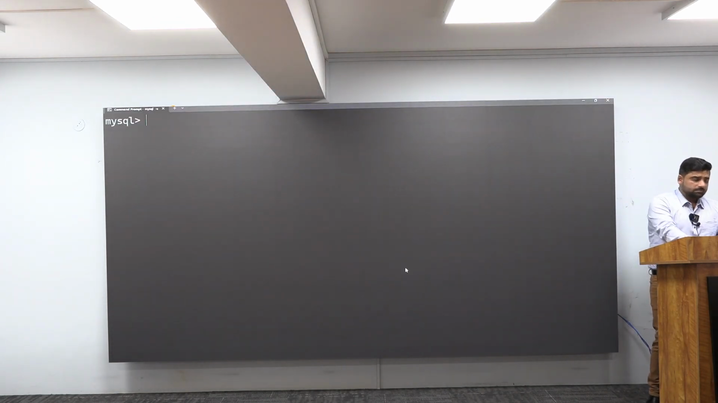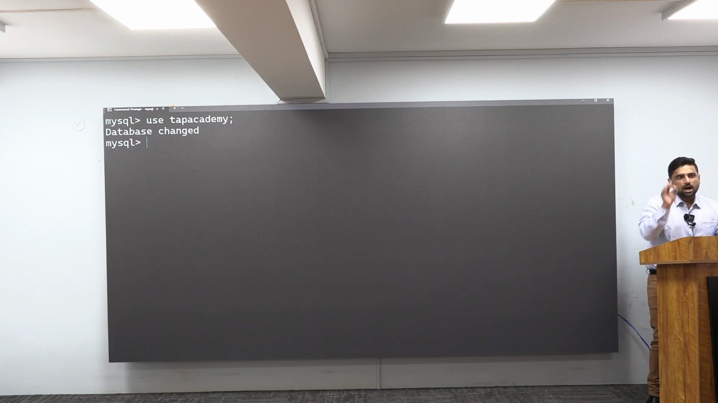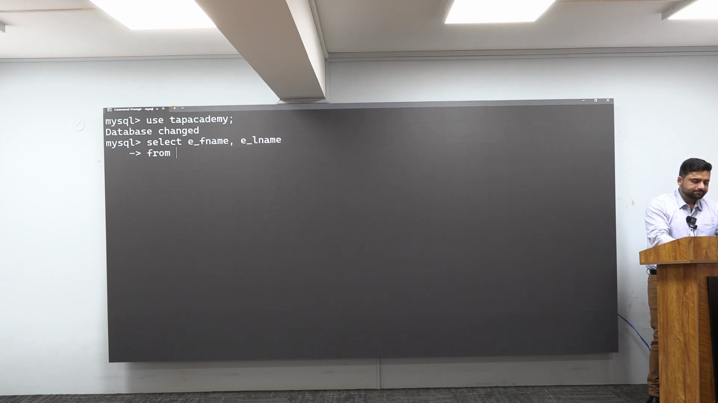First step, what do we have to follow here? First we have to redirect to our database. Which database were we working on? Tab Academy. Now what do we have to do? We have to write our outer query. In the outer query, what do we have to display? First name and last name, from which table? From employee. What do we have to compare? Salary.